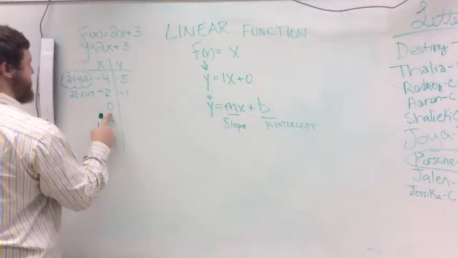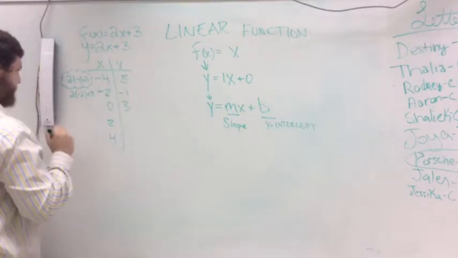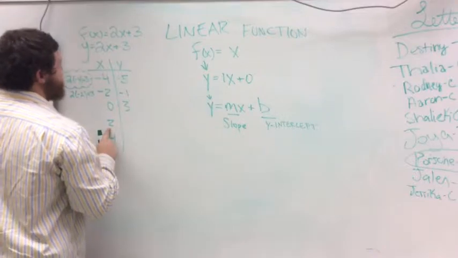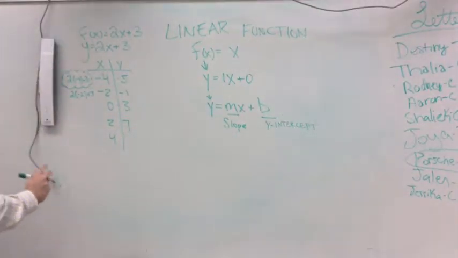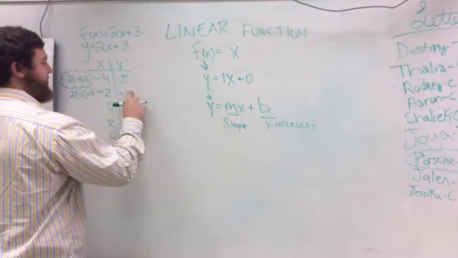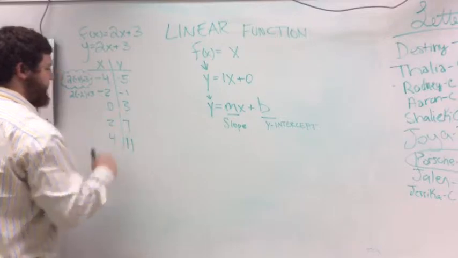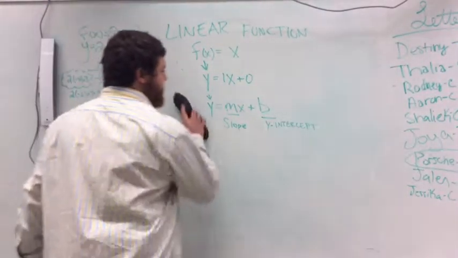Alright? 0. What's 2 times 0? 0. What's 0 plus 3? 3. Plug in 2. 2 times 2 is 4, plus 3 is 7. Can you guess the next one without doing any math? How many more am I jumping up? Plus 4, plus 4, plus 4, plus 4. Linears will always have that. Alright, so let's graph it.